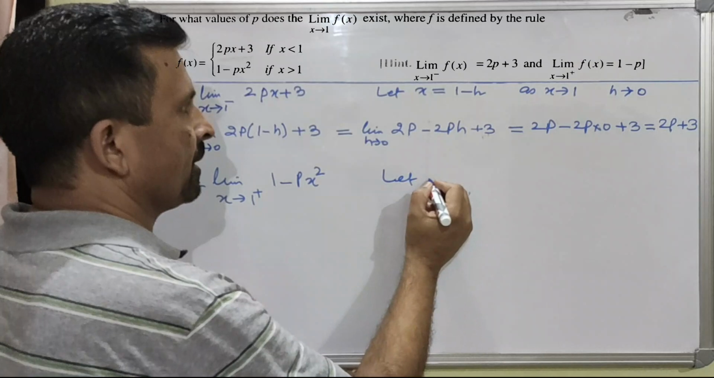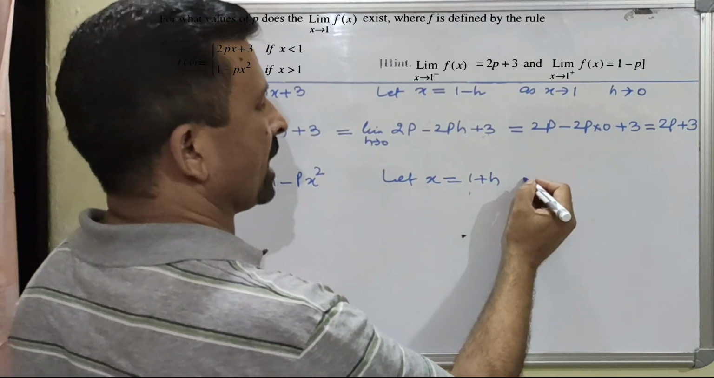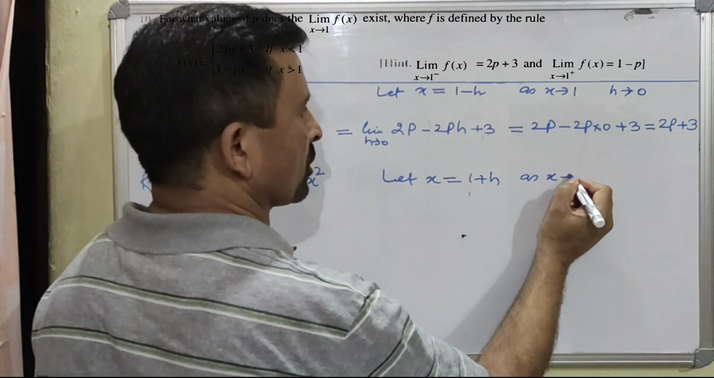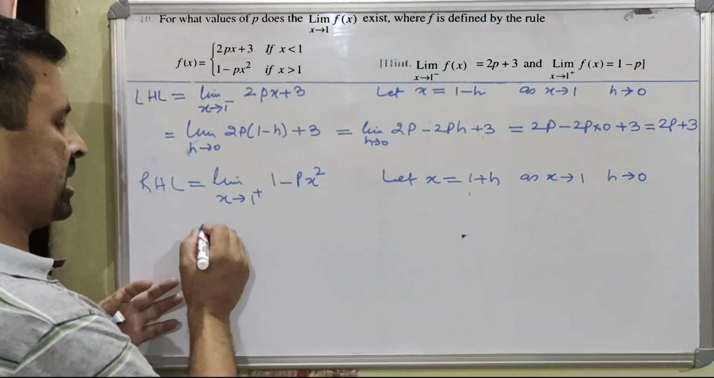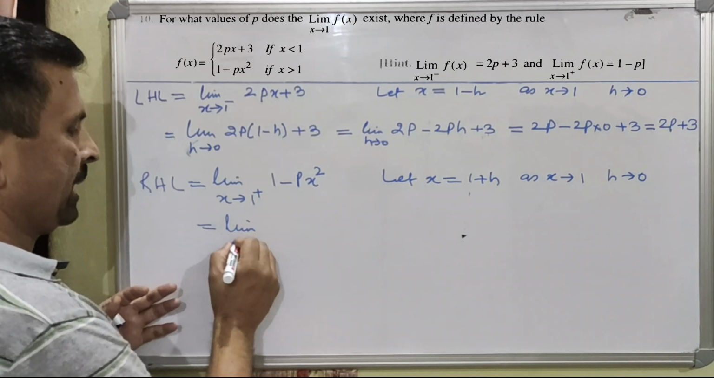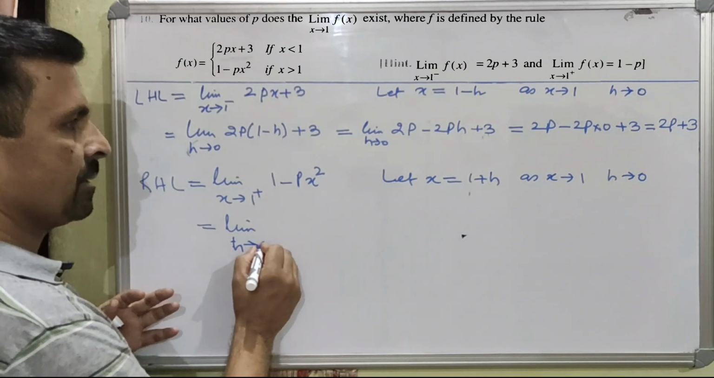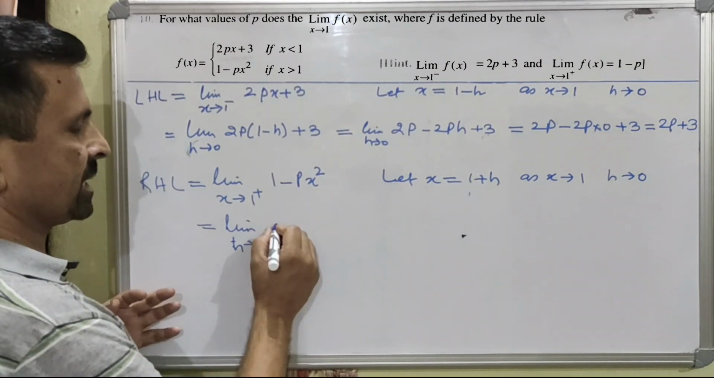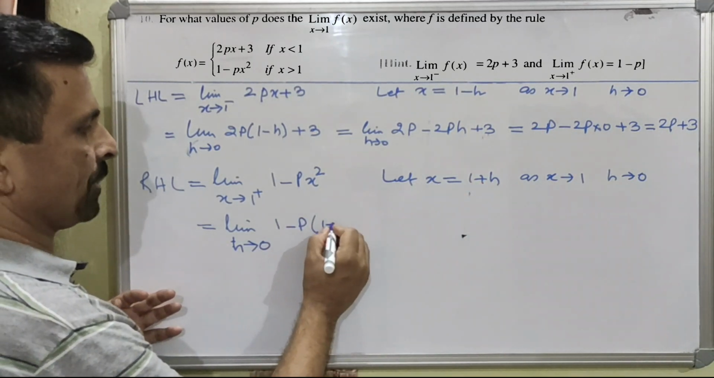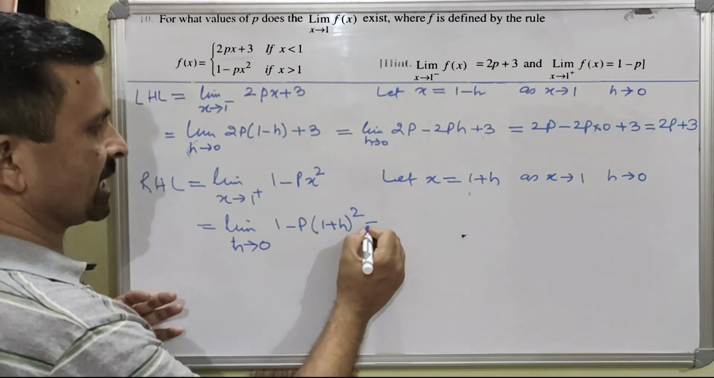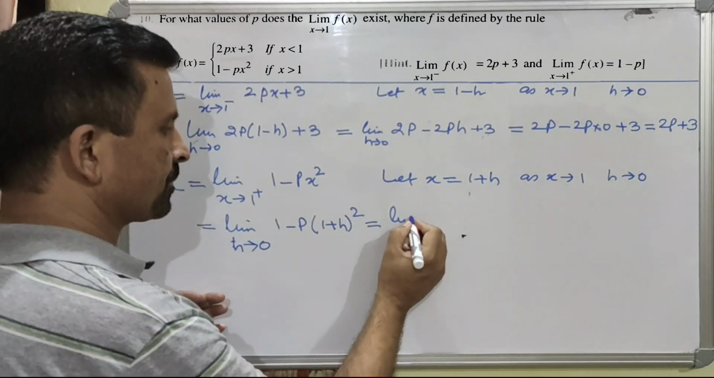After this, here also we'll do the same thing. Let x is equal to 1 plus h because right hand limit, so therefore plus. And now here also we'll write as x approaches 1, h will be approaching 0. Clear? Now we can change the limit. We'll write here limit h tending to 0, right? This is 1 minus p, and for x we will write 1 plus h, so 1 plus h whole square. Now let us simplify first of all the function, then we'll put the value of h as equal to 0.